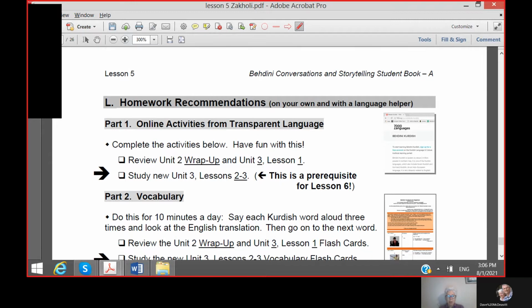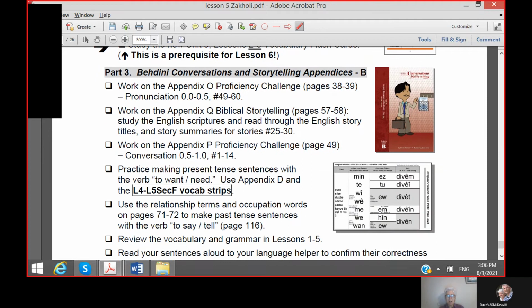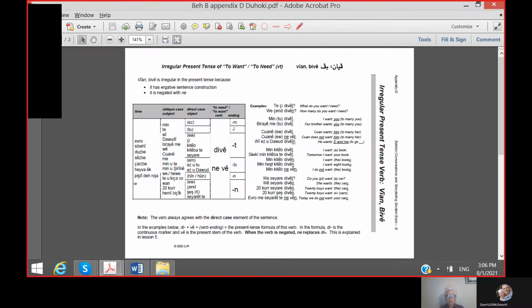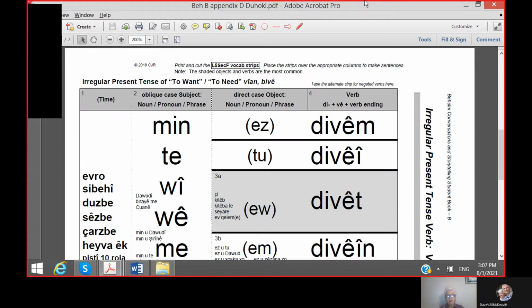Now, part of the homework is to work on Appendix D. So let's go and do that a little bit. Here's Appendix D in Book B. So it's on page 8. You have several sentences that it gives you as examples. And then on the next page, you have all your vocabulary strips that are bilingual, that you can use.